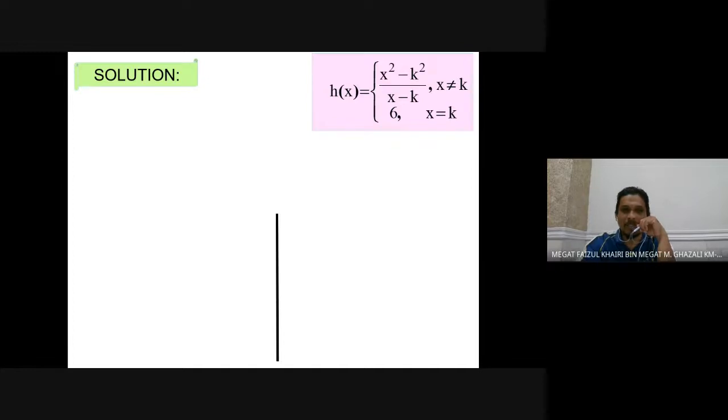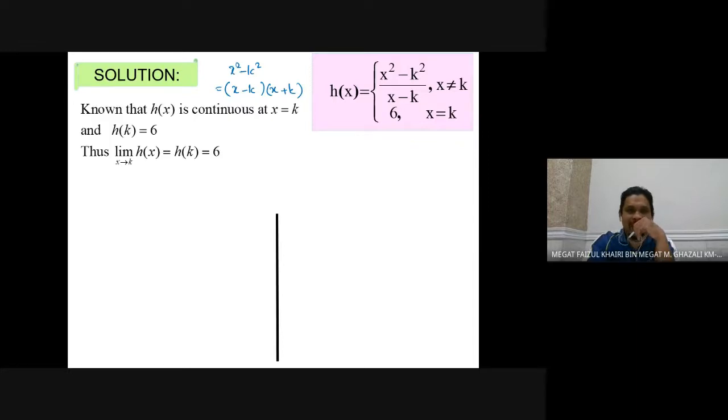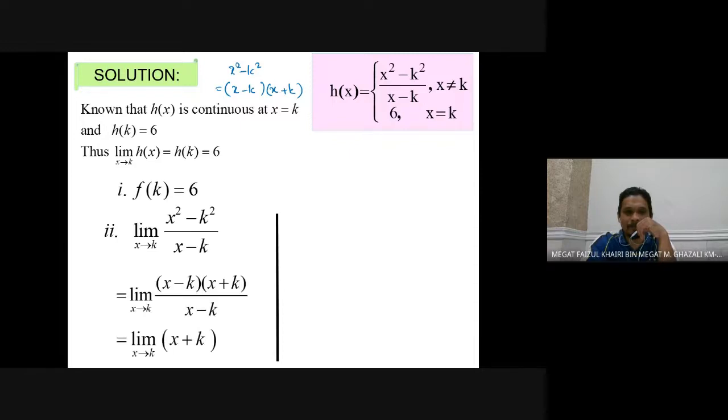Okay, x squared minus k squared, that we can simplify as x minus k and x plus k. So then h(x) is continuous at x equal to k, and h(k) equal to 6. So then, cancel between these two, then we get x plus k here. So k equal to 3.